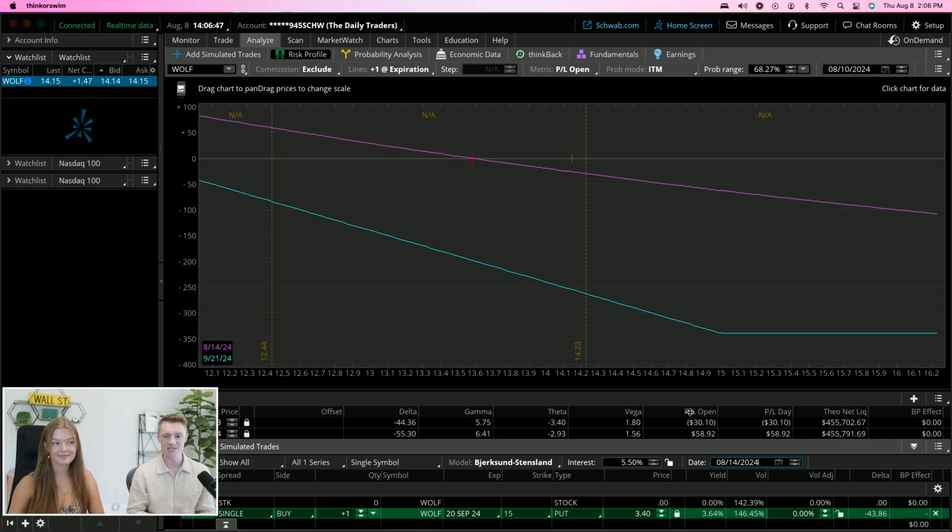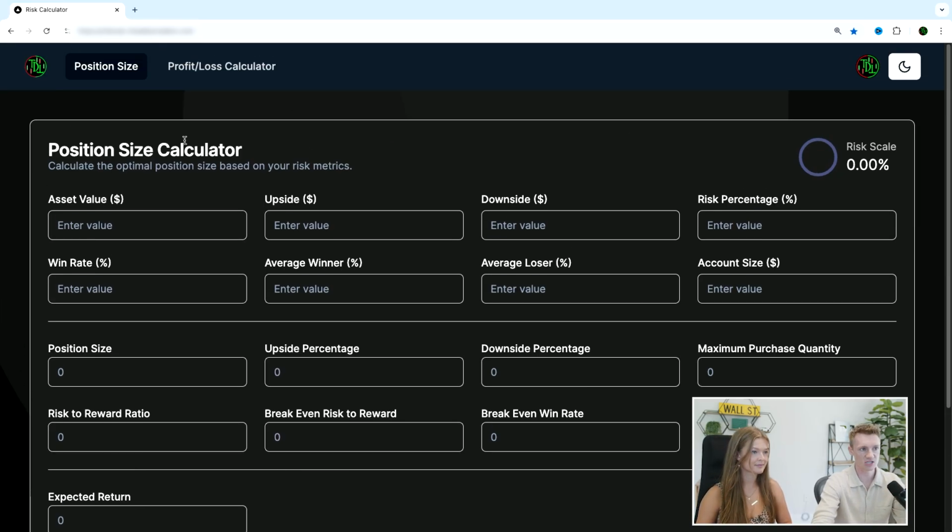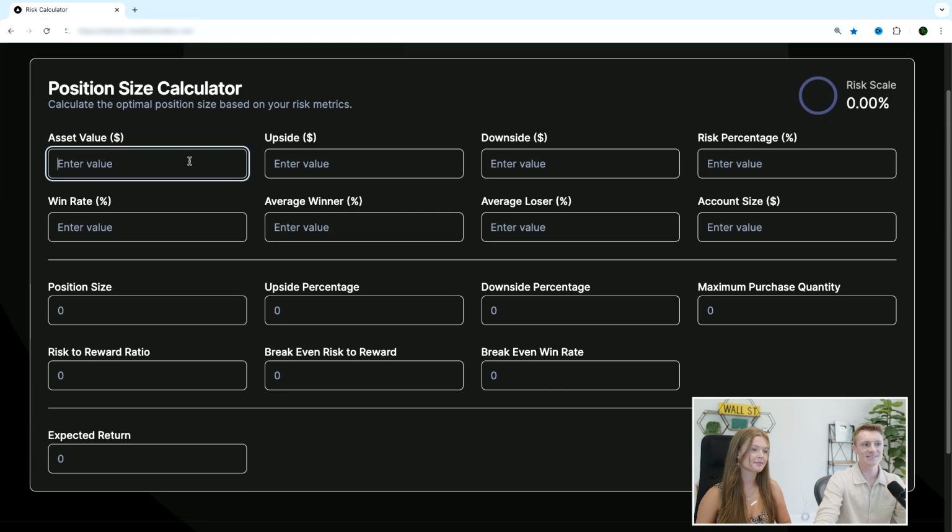We're going to put these numbers in, and that is going to tell us whether or not we can take this trade. So this is the risk management calculator. We are under the position size calculator. So the asset value: how much are these contracts? $340, right? Yeah. So 340.